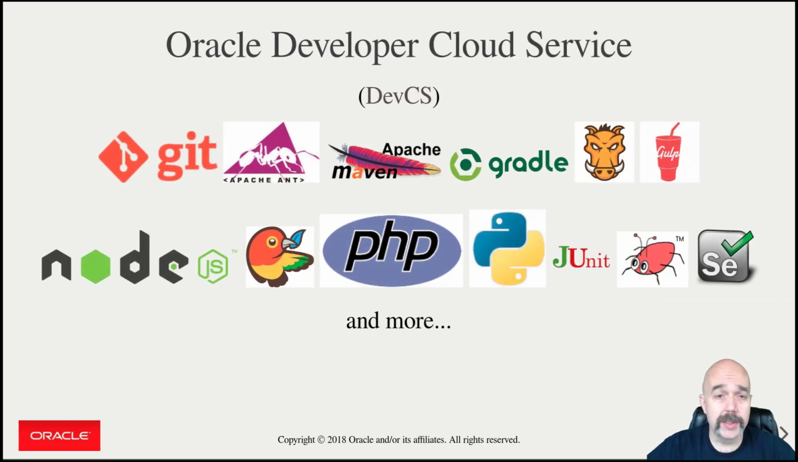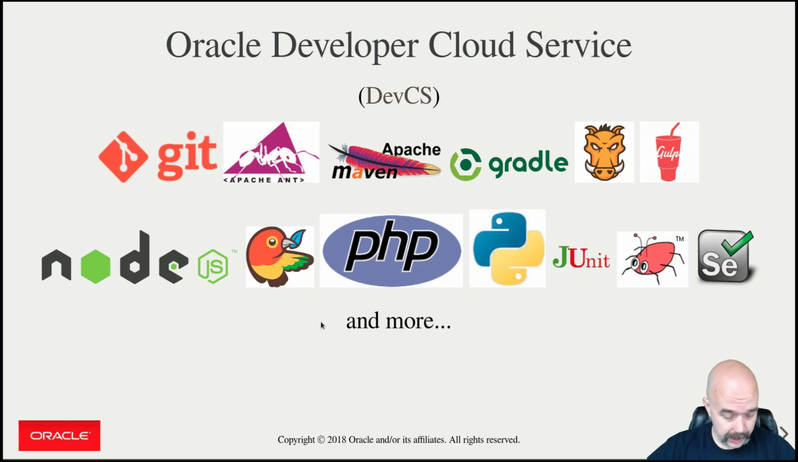So for that, I'm using a product called Oracle Developer Cloud Service, or DevCS for short. This is a suite of tools, most of them open source, that Oracle's kind of put together and done the pre-configuration and the integration ahead of time for you. So for example, if I remember all the logos, obviously Git's easy. Apache Ant, Apache Maven, that's both the Maven build tool and the Maven artifact repository. Gradle, Grunt, Gulp, Node, Bower, PHP, Python, JUnit, I believe that's called Findbugs, and Selenium is the last one, and quite a few more other tools. These were just the logos that I got to fit on the screen.